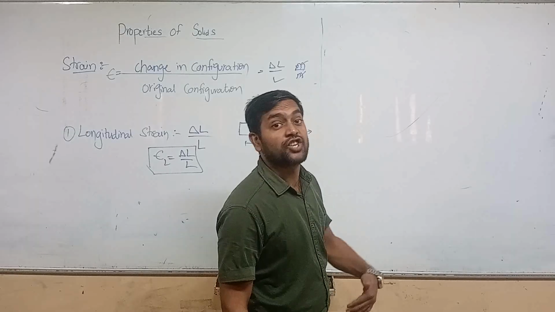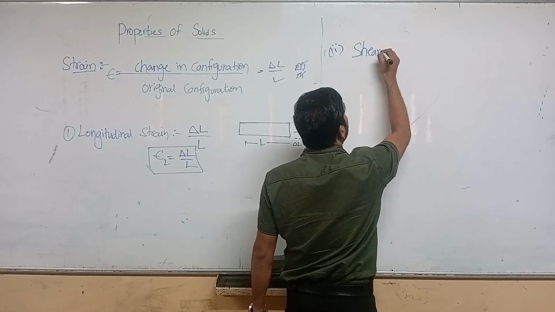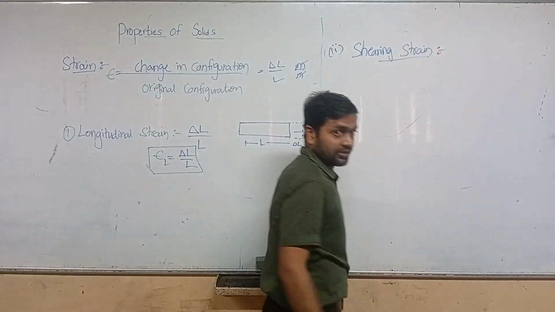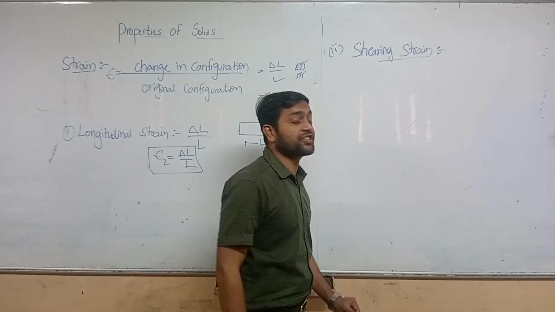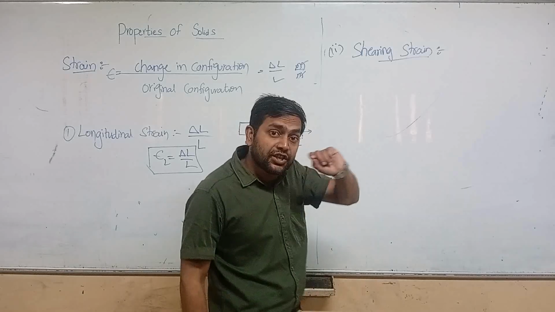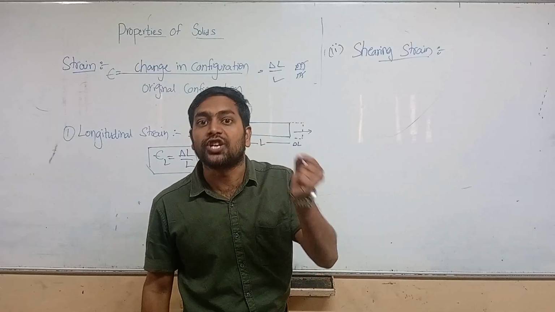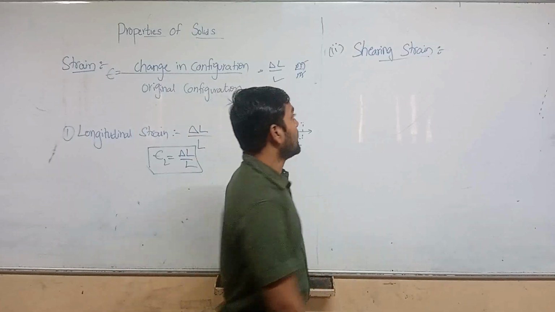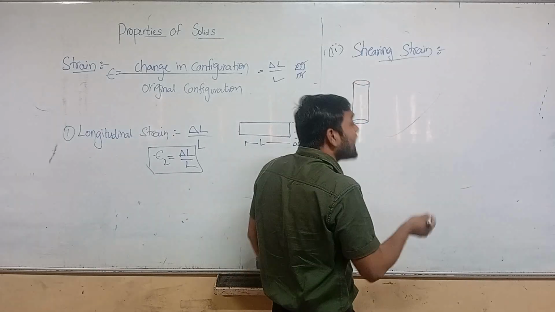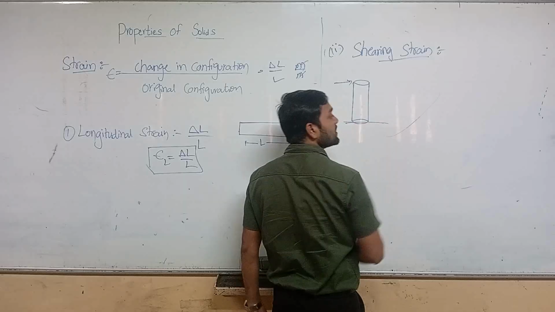Now we'll see shearing strain. The second one is shearing strain. What is shearing strain? In the first part we discussed shearing stress. When we apply a deformation force tangentially to an object, the change in the configuration takes place without changing its volume. Let us take a cylinder here. I apply some force tangentially to this. Here the base is not going to move.